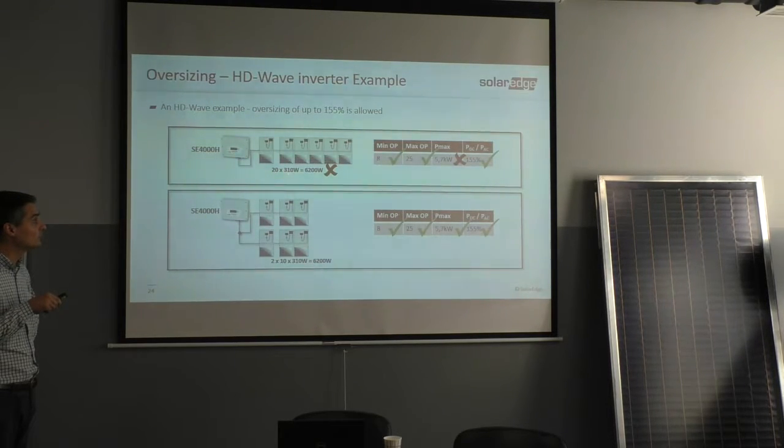So 20 modules of 310 watts is not a good design. So we have two options: divide it into two strings of 10 modules and connect them in parallel, or use a three-phase inverter where 135% is possible.